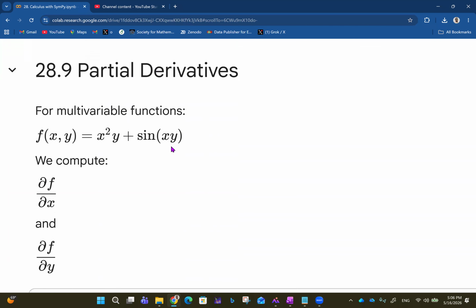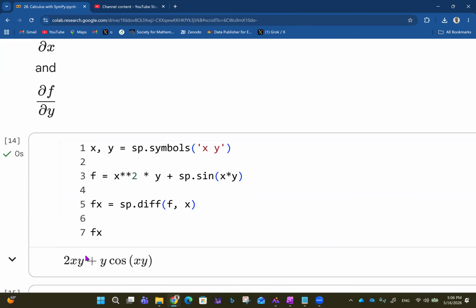Then we have partial derivatives. Partial derivatives happen when you have more than one variable in a function, and you differentiate with respect to one variable and then with another. For multivariable functions like f of x comma y equals x squared y plus sine xy, you can compute partial f partial x and partial f partial y. So in this case you have sp.symbols x and y, and you have x squared times y, then sine xy.